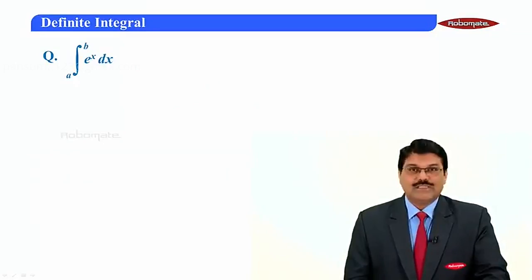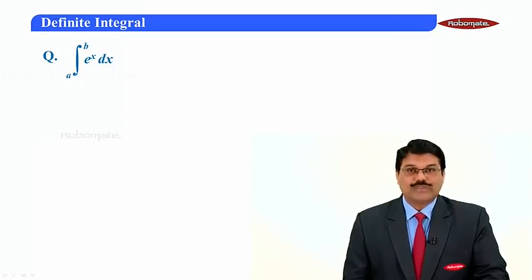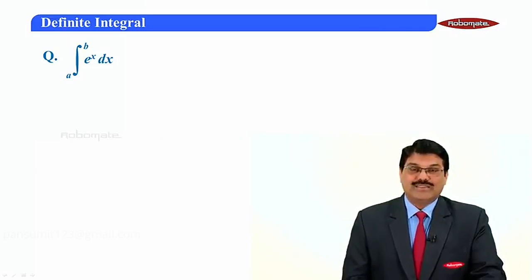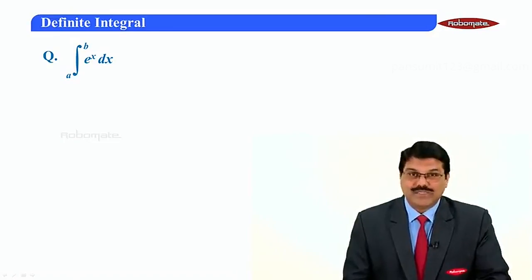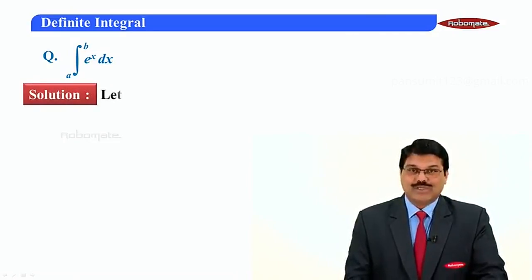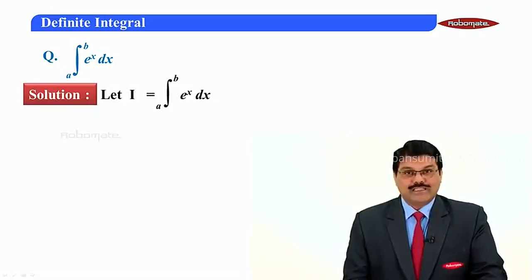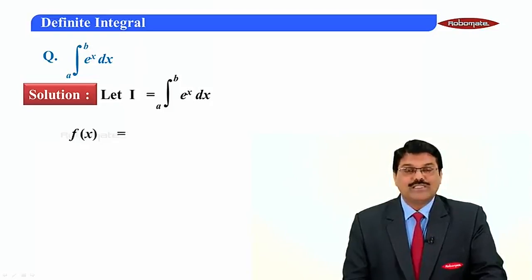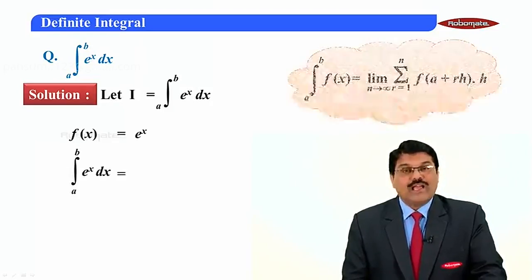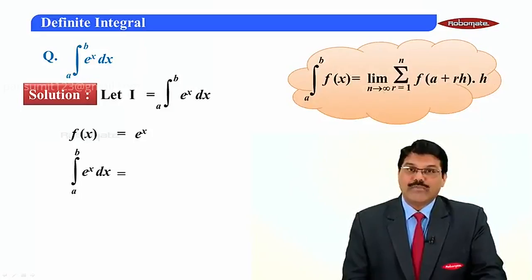The first question is the integration of e raised to x with respect to x, as x goes from a to b. Students, this problem we have to solve as definite integral as the limit of a sum, not by the fundamental principle. So, the steps will be this way. Let us consider the given integral as I, integration from a to b of e raised to x dx. So in this case, the function is e raised to x, correct? And the lower limit and the upper limit remain a and b.